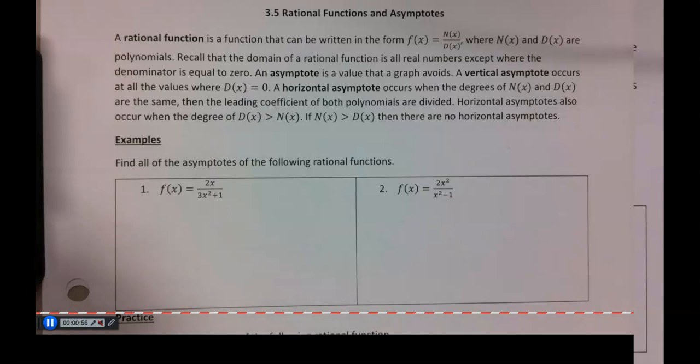So a vertical asymptote happens where the values make the denominator equal to 0. And then a horizontal asymptote happens in two different situations. The first one is if the degrees of the numerator and denominator are the same, then I divide my leading coefficients. If the degree of my denominator is higher than the degree of my numerator, I get y equals 0. And if the numerator degree is higher, then there is no horizontal asymptote.